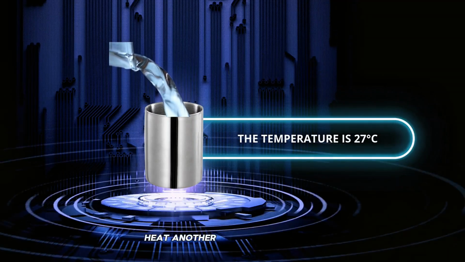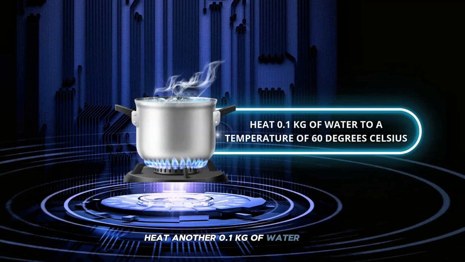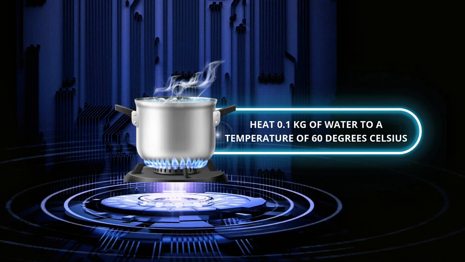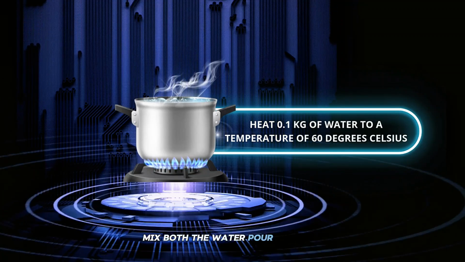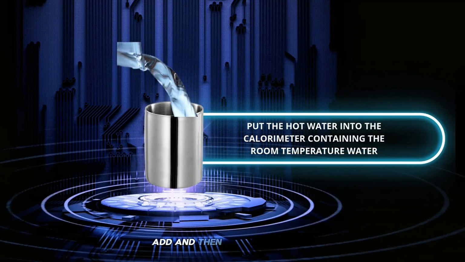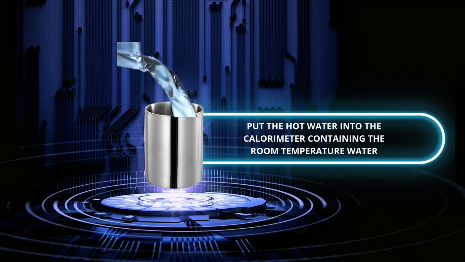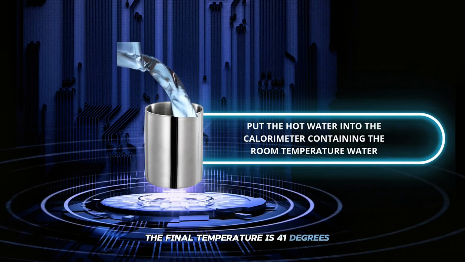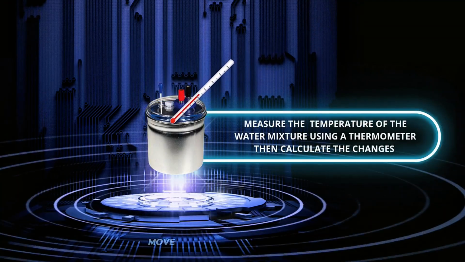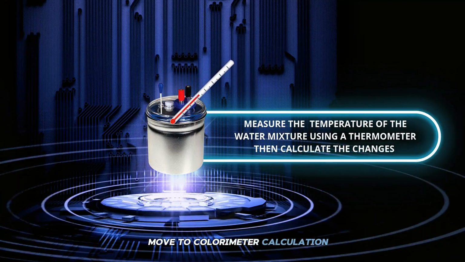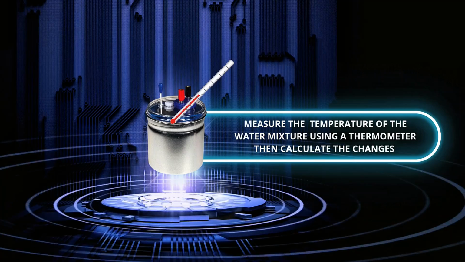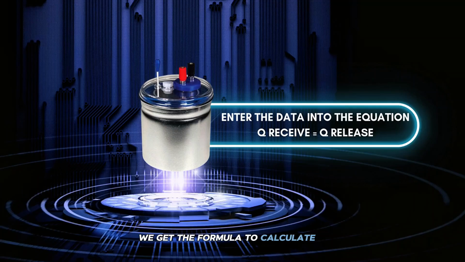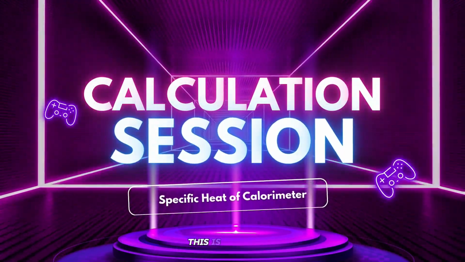Heat another 0.1 kg of water to 60 degrees Celsius. Mix both the water. Pour it into the calorimeter and then stir the water. The final temperature is 41 degrees Celsius. Move to calorimeter calculation. From the formula earlier, we get the formula to calculate the specific heat, and this is the formula.